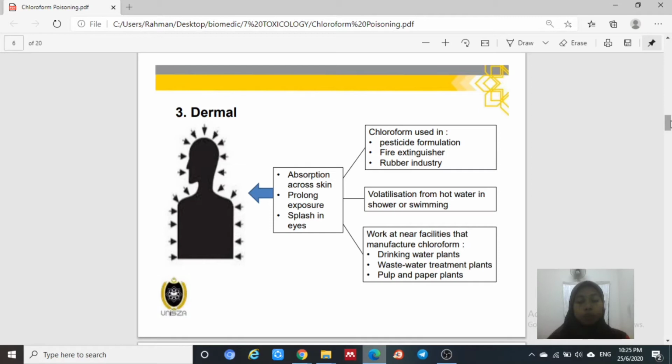Okay, next, dermal contact can also happen when someone works near facilities that manufacture chloroform, such as drinking water plants, wastewater treatment plants, and also pulp and paper plants. So these people will get a prolonged exposure to chloroform. So then they will later develop a serious health problem.